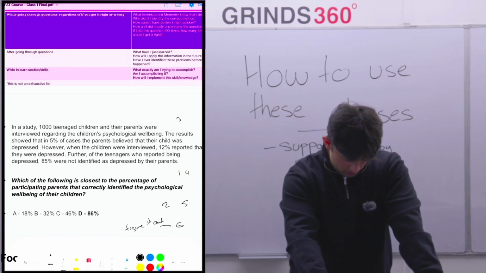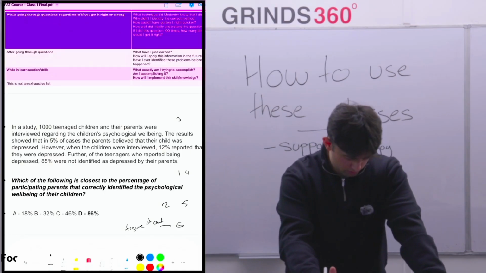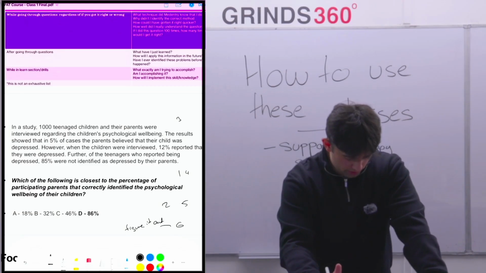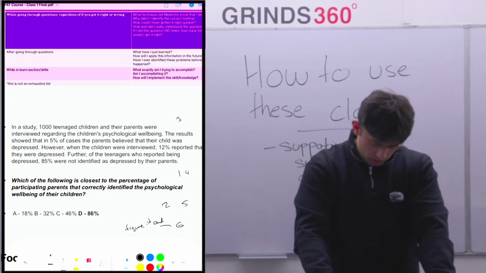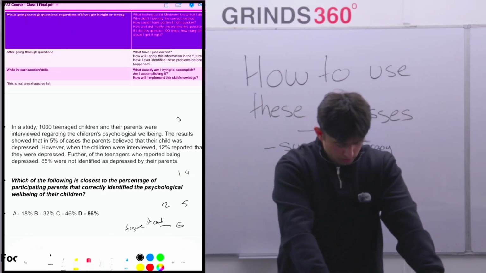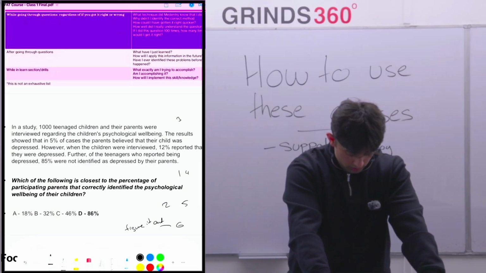Okay, so in 5% of cases, the parents believed their child was depressed, but when the children were asked, 12% reported they were depressed. Further, of the teenagers who reported being depressed, 85% were not identified as depressed by the parents. Okay. Which of the following is closest to the percentage of participating parents that correctly identify the psychological well-being of their children? 18, 32, 46, 86.